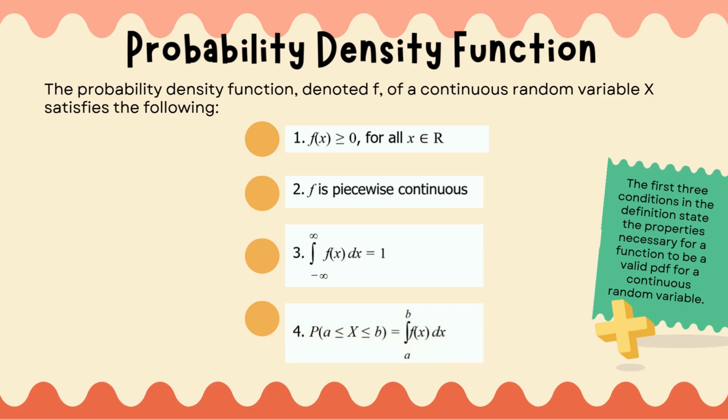The fourth point on the slide highlights the practical application of a PDF. It tells us how to compute the probability that a random variable x lies between two values a and b. This is done by calculating the integral of f of x from a to b, which is a continuous equivalent of summing probabilities for discrete variables.